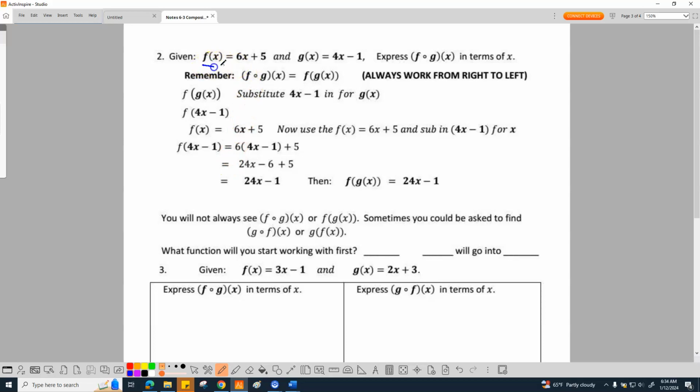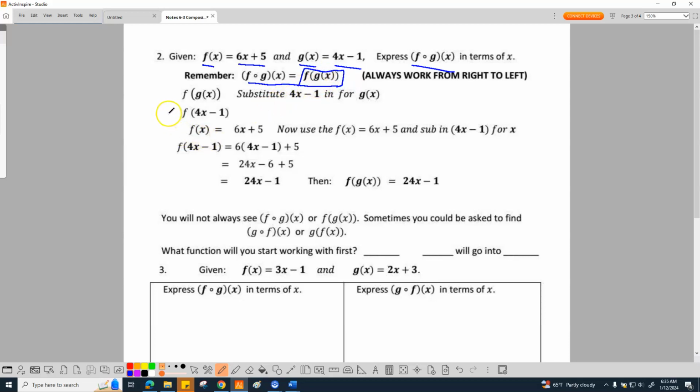Given that f of x is equal to 6x plus 5, and g of x is equal to 4x minus 1, express f of g of x. Okay, this is already getting a lot. Remember, this is the number one takeaway from the lecture today. If you have f of g of x, it's going to be written like this. This is what it really is saying: take all of the equation g of x and shove it into f of x.